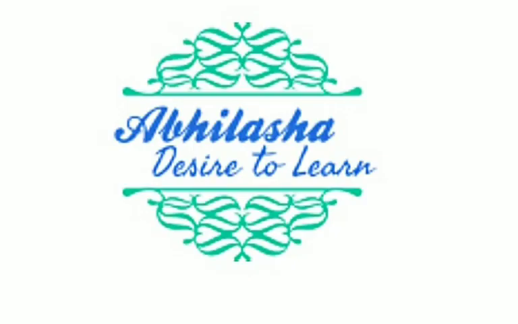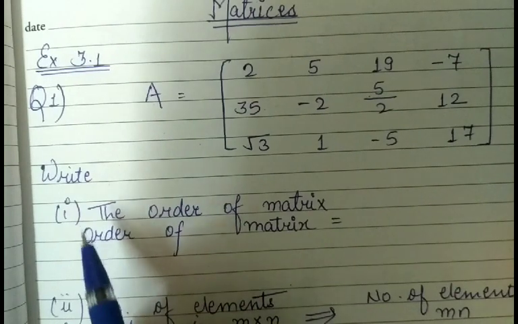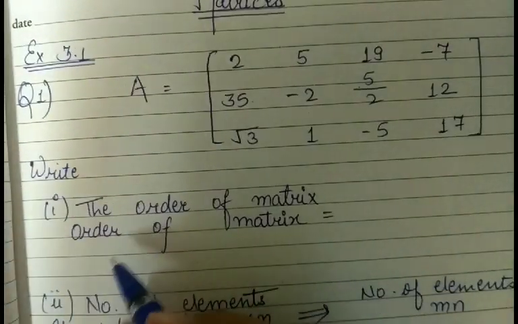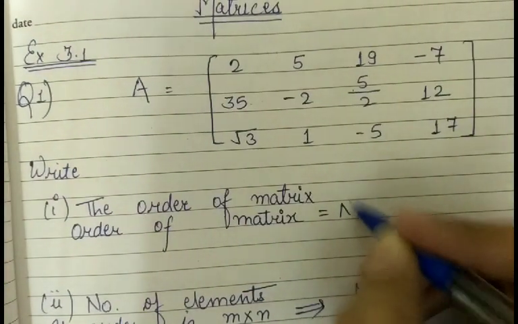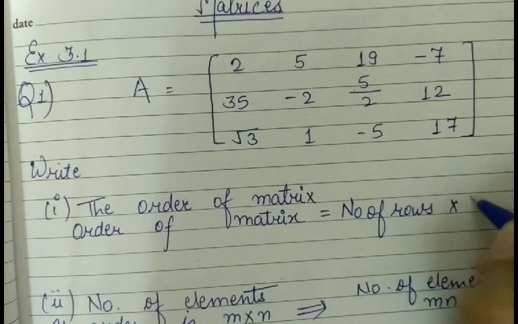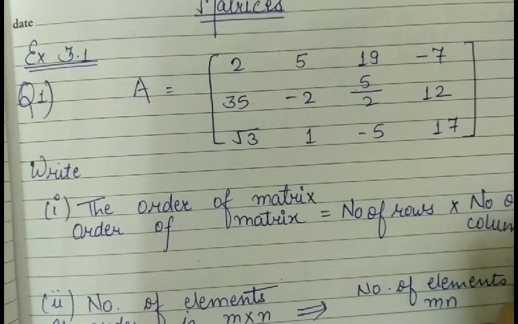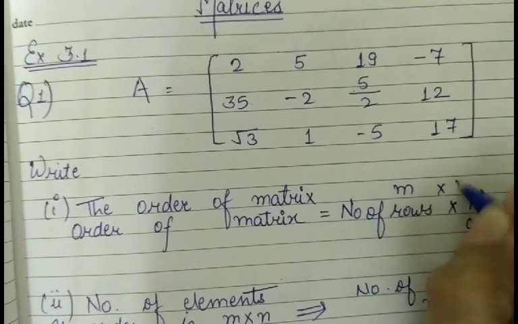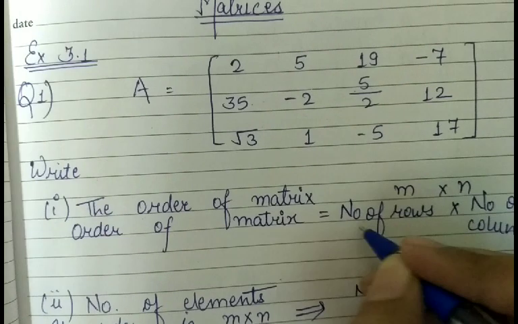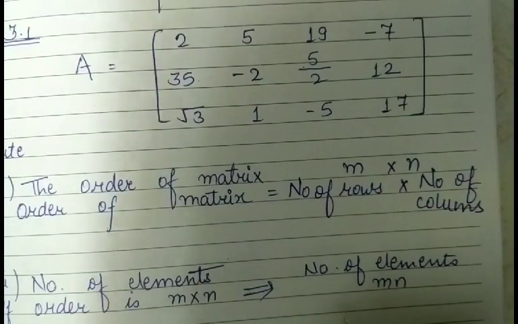In the first question of exercise 3.1, we are given a matrix A and asked to write the order of the matrix. The order of the matrix is given by number of rows into number of columns, or we can say m into n, where m denotes number of rows in the matrix and n denotes number of columns in the matrix.